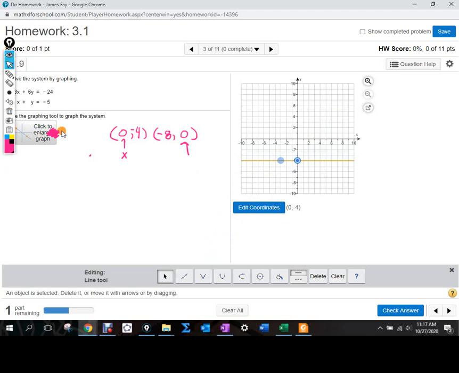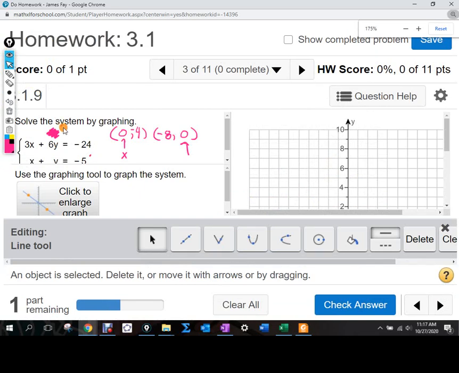because in this situation, I knew I was going to use x to be 0, so when I plug x in to be 0 right here, for 3x, 3 times 0 is 0, right? So I'm left with just 6y equals negative 24. If I solve that for y, just divide by 6, it gives me negative 4.